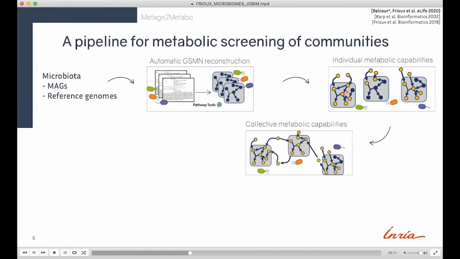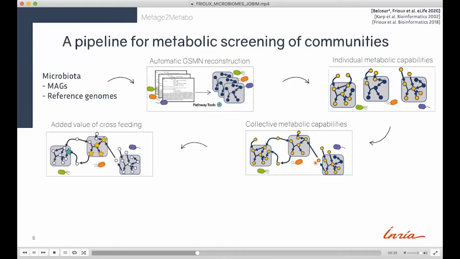But we know that organisms actually interact with each other. So we compute the collective metabolic capabilities that take into account the complementarities between metabolic networks. This is actually putative cross-feeding interactions that we take into account at that step. That way, we can identify metabolites that are producible only through mutualistic interactions and can therefore not be produced by a single microbe. Here are the green and yellow stars.